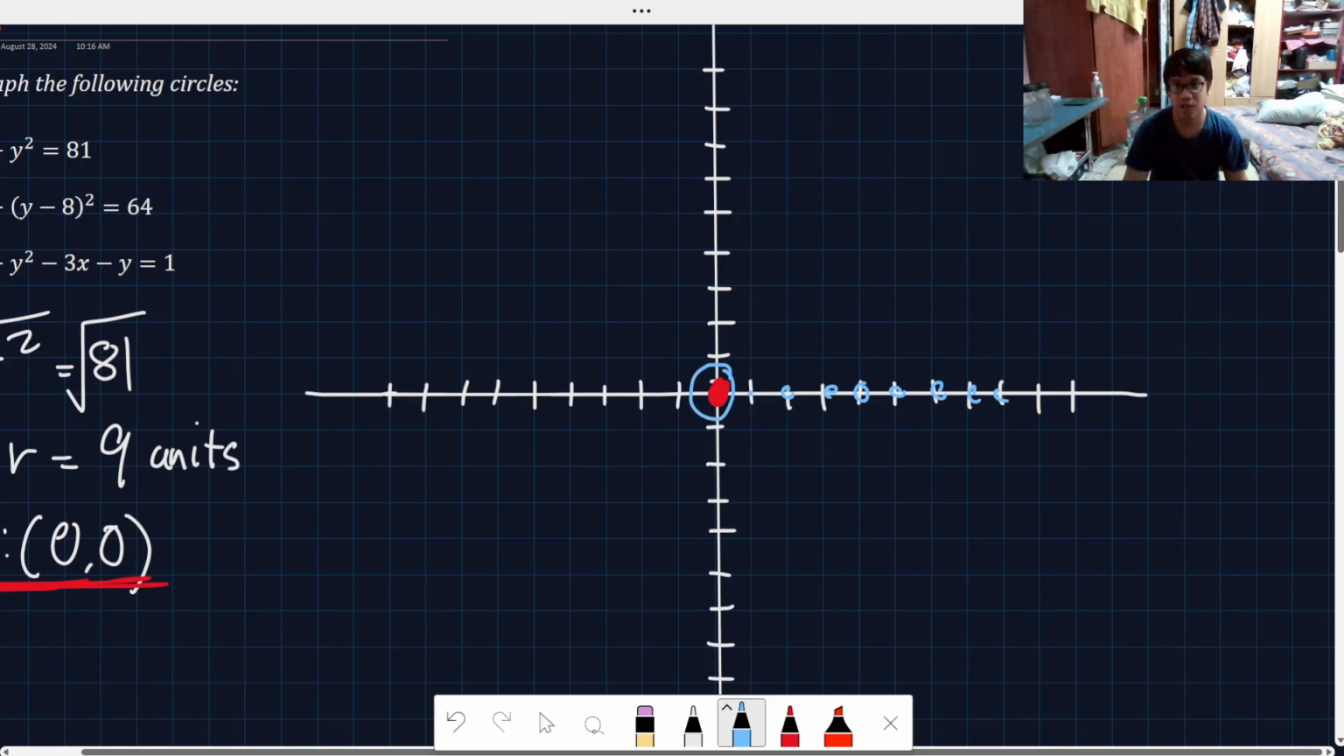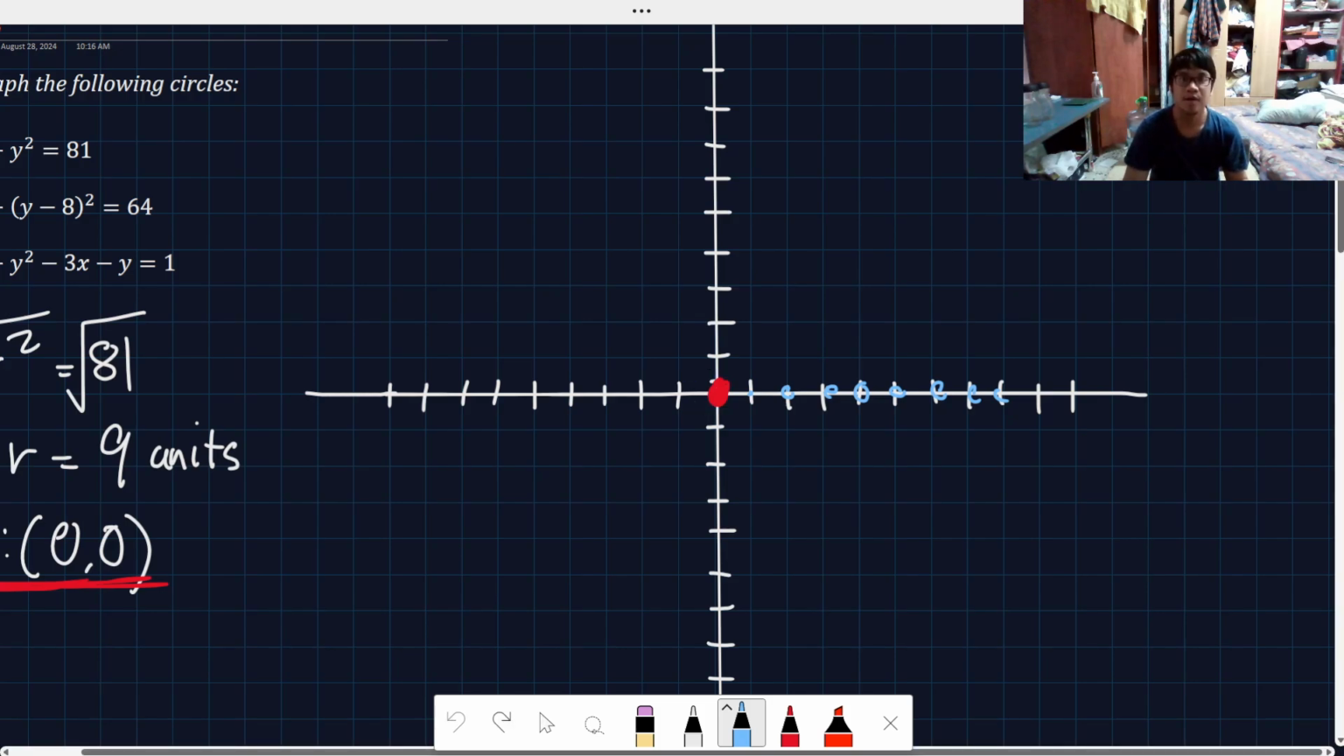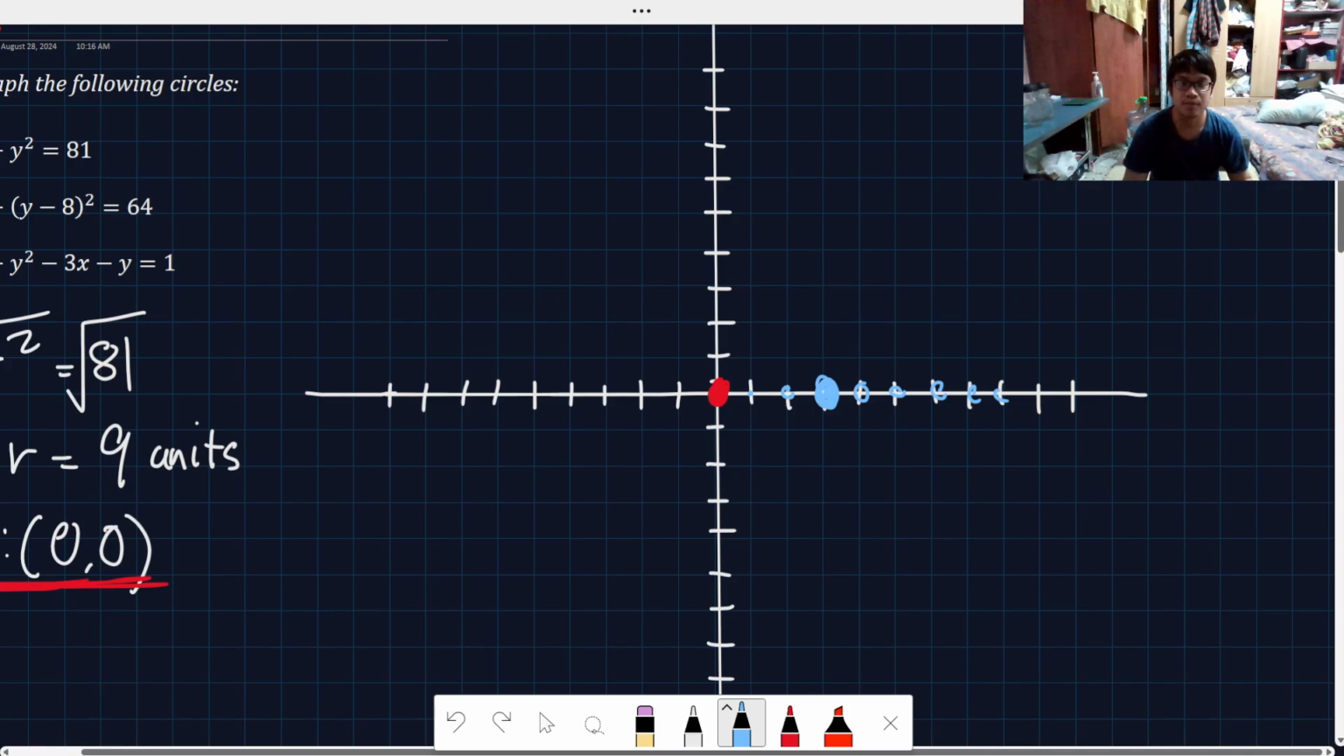Let's draw 9 units. Since the integers here are multiples of 3, you'll get 0, and then 3, 6, 9. So we're going to stop right here. Okay. Now we'll go back again to the center and we'll go 9 units upward: 0, 3, 6, and 9. So stop right here.